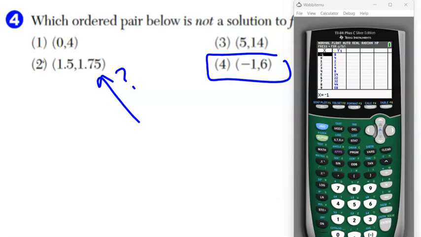So in order to check a decimal value, I simply go to the table settings in second window, and instead of starting at -1, I'm going to start at this value. I'm going to start at 1.5. And then when I view my table, I can see that 1.5 does match with 1.75.